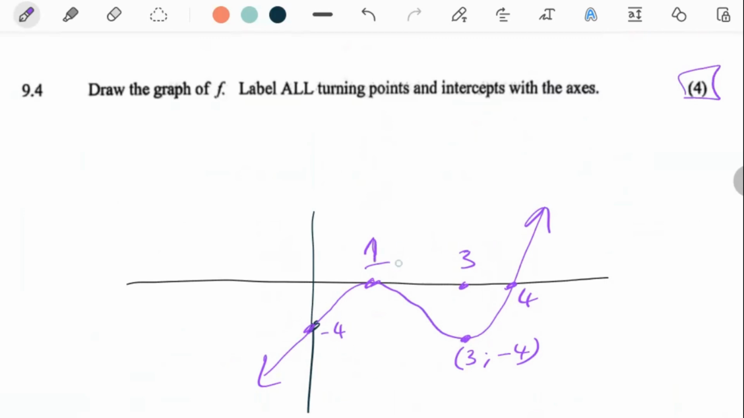You see, 1 coordinate, 0 over here, that's a turning point. This is a turning point. This is an x-intercept. This is a y-intercept. This is an x-intercept, and then we can just label this here, y-axis, x-axis, and then we can just label this of x. 3 marks. So let's move on.